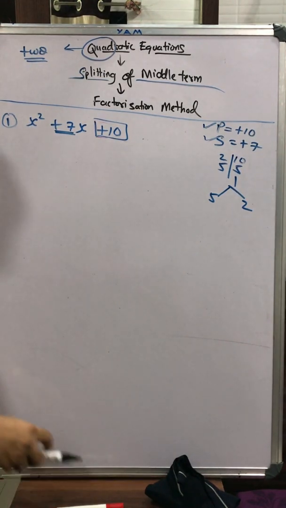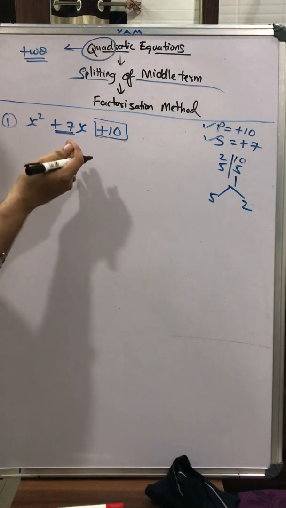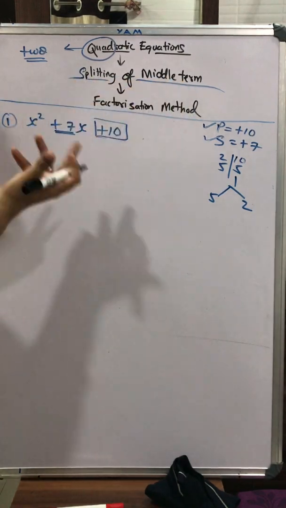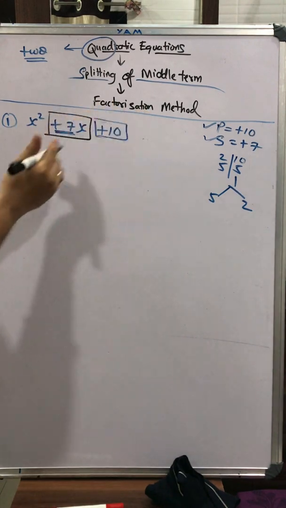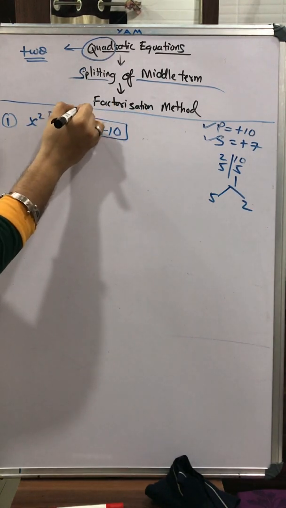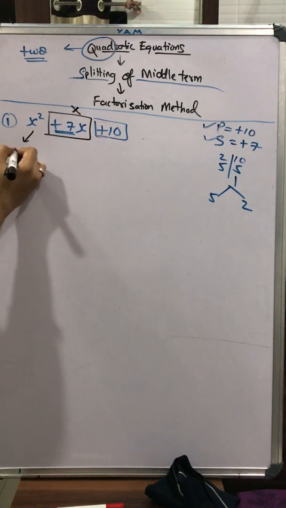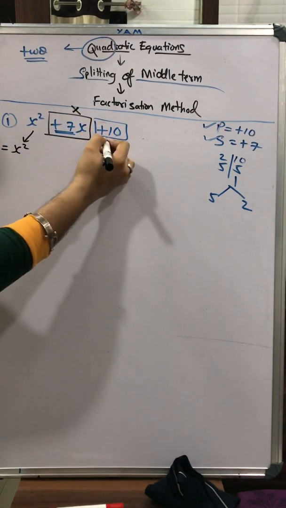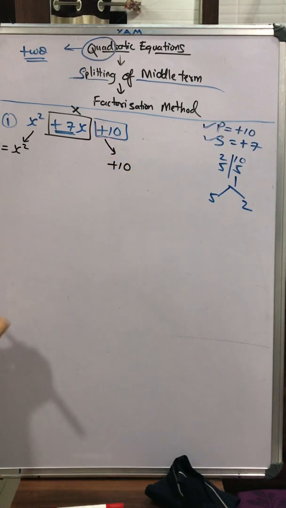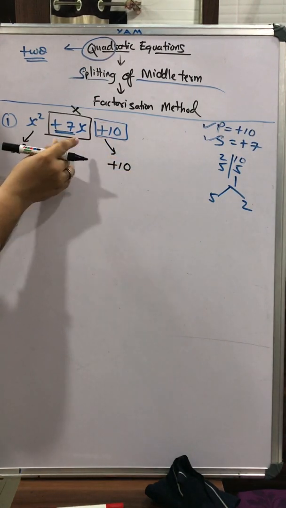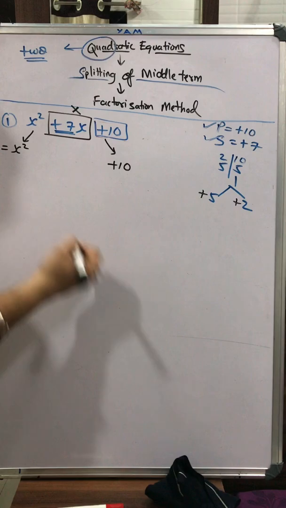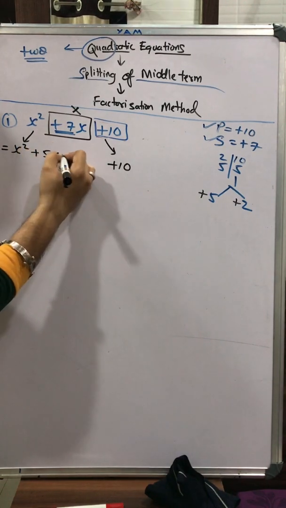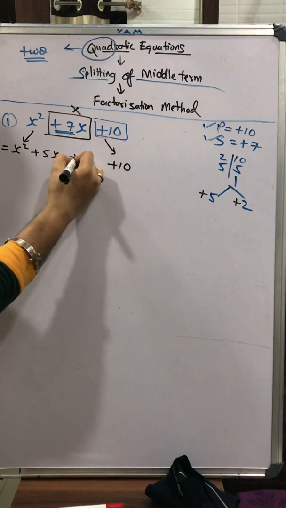Okay, now let's proceed further. The second key point: as the name of the method is splitting of the middle term, which is our middle term? This plus 7x is our middle term. Because we are following the method of splitting of middle term, or factorization method, we will not write this middle term in the solution. We will copy the first term x square as it is. We will copy the third term plus 10 as it is. At the place of this middle term, I will write the two numbers which we got, which are plus 5 and plus 2. So I'll have here plus 5x, I should accompany them with x, and plus 2x.